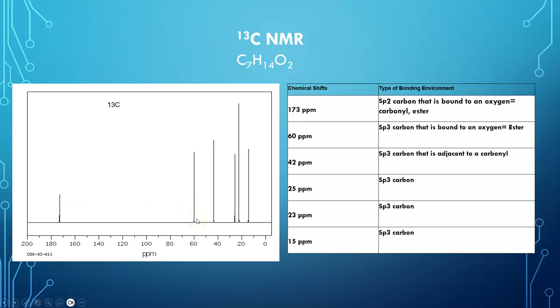As we move further down, here at roughly 60 parts per million, this would indicate an sp3 carbon that is bound to an oxygen, which is likely representing an ester. And then this peak, we can roughly estimate it's around 42 parts per million. This would indicate an sp3 carbon that is adjacent to a carbonyl group. And then the rest of the more concentrated peaks, around 25, 23, and 15 respectively, are all indicative of an sp3 carbon as well.